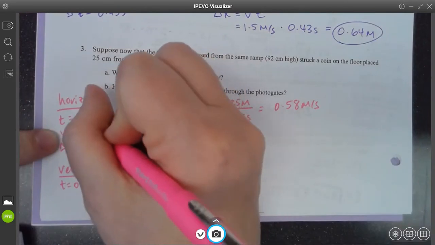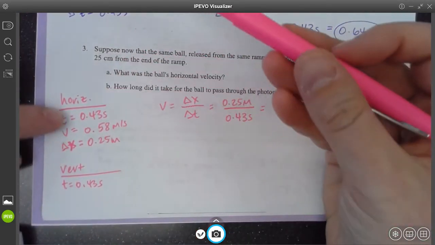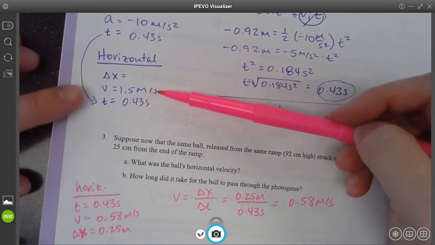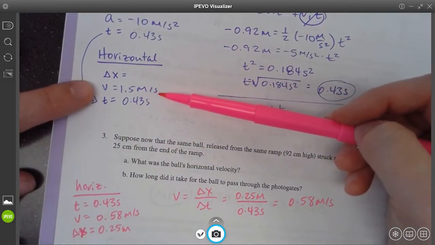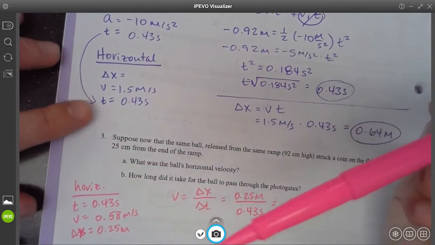So that's how fast our marble or our ball was traveling when it came off the side. We said that we thought that that would be slower. Is that slower than before? Before our horizontal velocity was 1.5 and now it's 0.58. So it's a lot smaller.